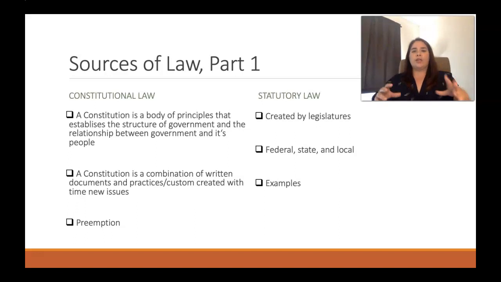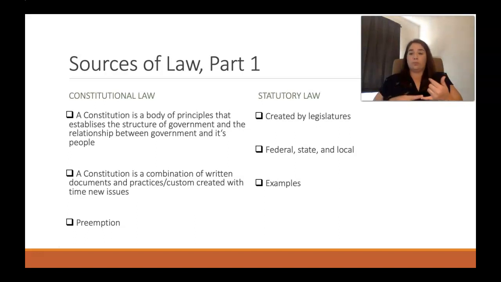Now, as I mentioned, there are a variety of places where we get legal content, right? Where we get the law. So, biggest, highest, most on top, constitutional law, okay? A constitution is a body of principles that we utilize to establish how our government is structured and our relationship with our government, right? Government, people, Constitution, this is how we integrate with one another. Typically, a written document, okay? We all know that we have a written United States Constitution.